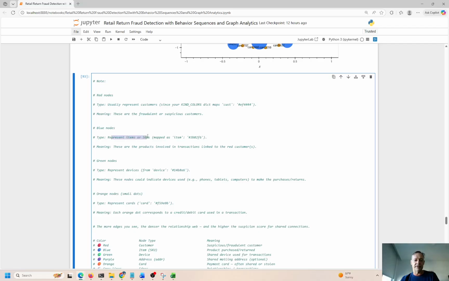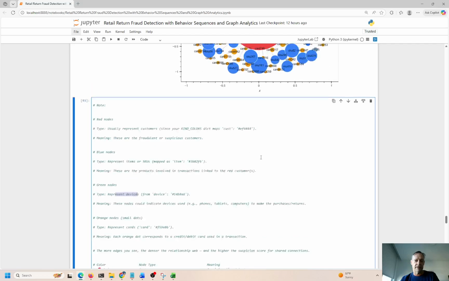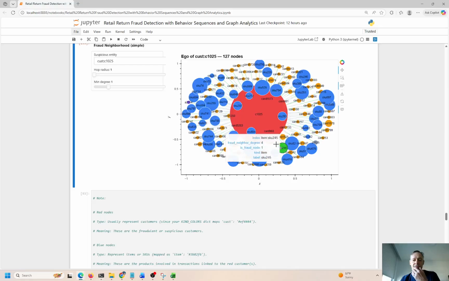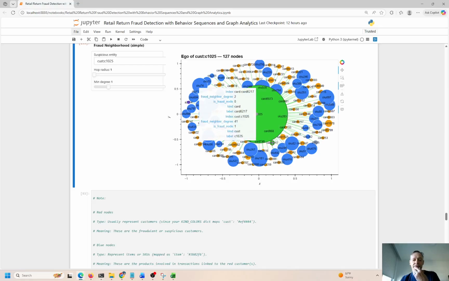So blue represents items and SKU numbers. So these are products linked to the transaction. Green nodes represent the devices, right? So what kind of device was used to make this transaction? This looks like a customer transaction that is fraud, most likely. Fraud neighbor, 41 degrees. And we have the label with no SKU number.